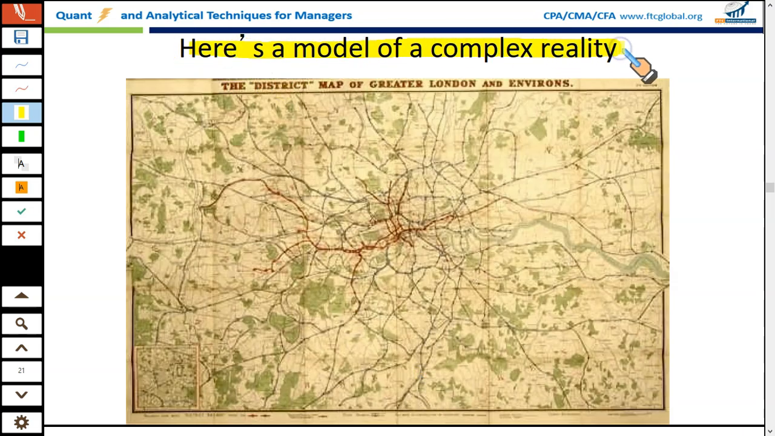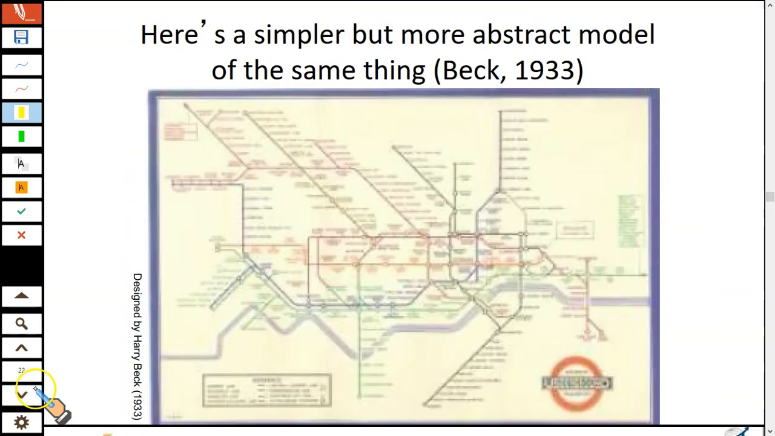Here is a model of a complex reality. This is an older map that shows a detailed and geographically accurate representation of Greater London and its transportation network. Then, in 1933, Harry Beck made this revolutionary design. He simplified the complex layout of the London Underground into a more abstract, easy-to-read diagram. I can't see it clearly, but it probably shows some straight lines and routes using some clear bold colors.